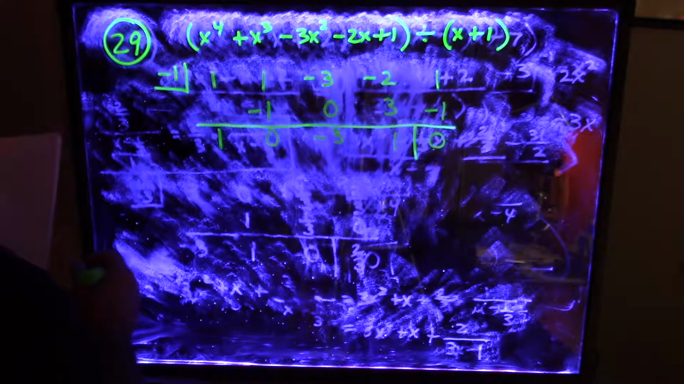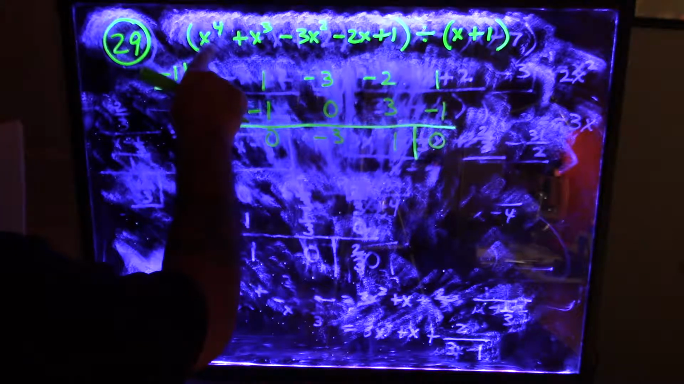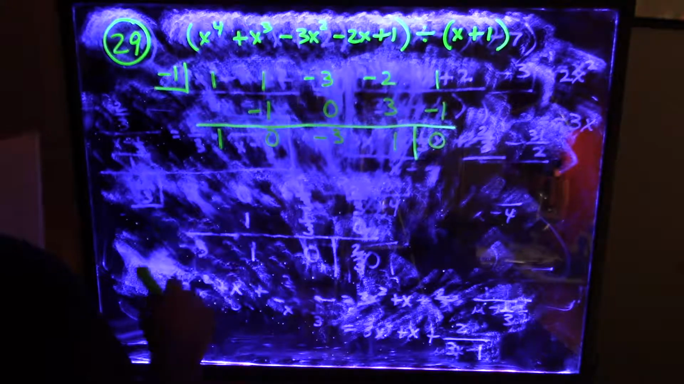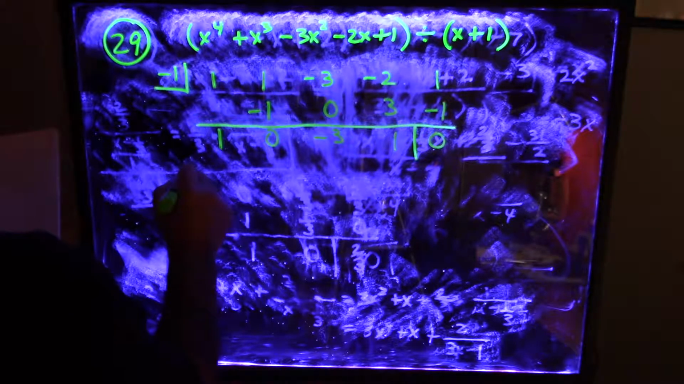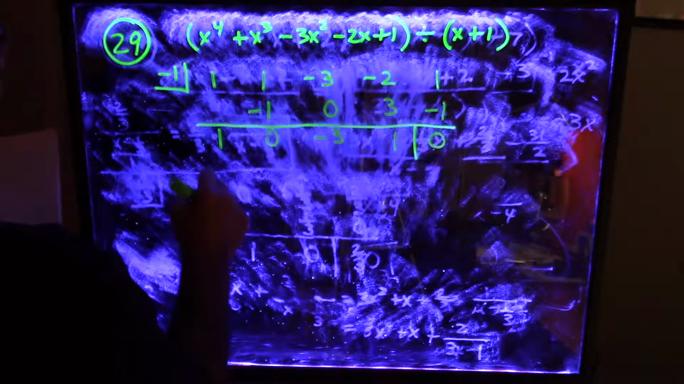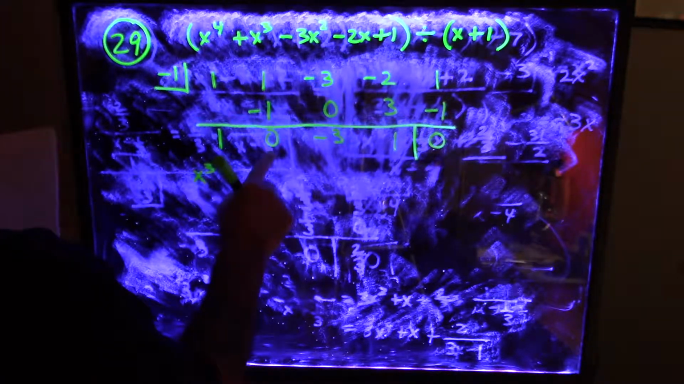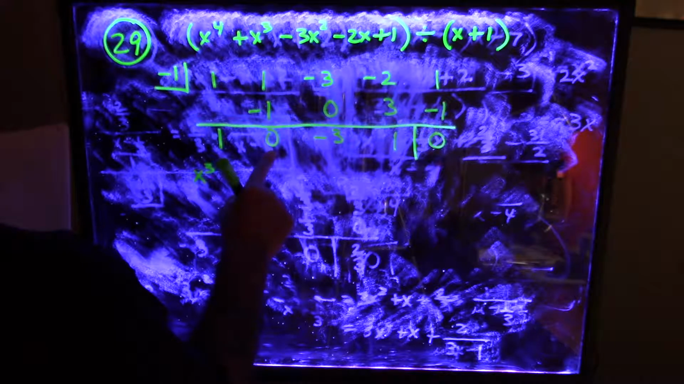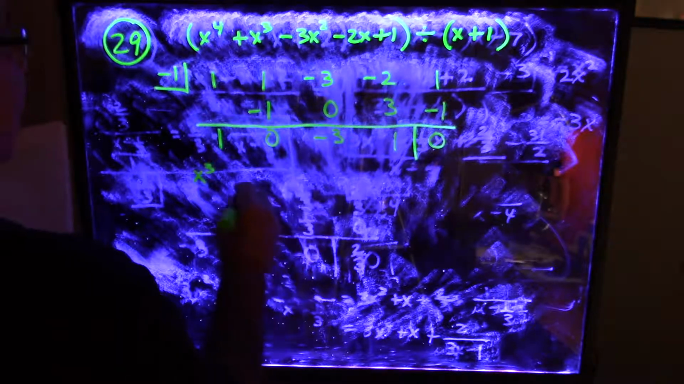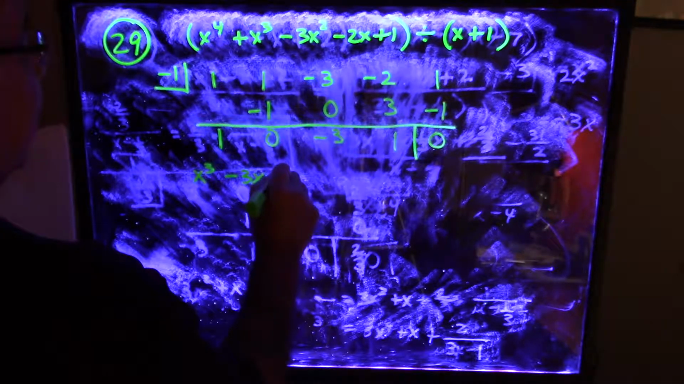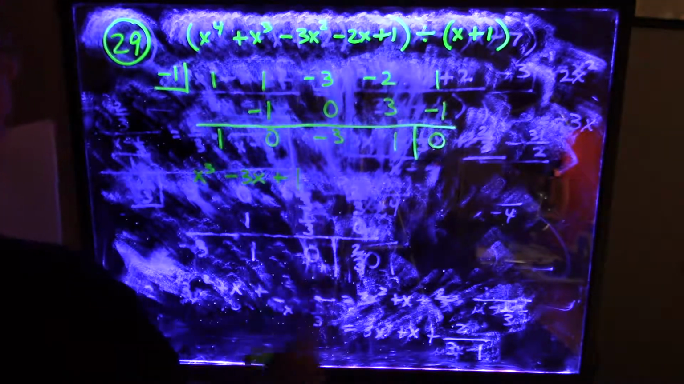And the original dividend was a 4th degree, so this is a 3rd degree polynomial. So the answer for this division is 1x cubed plus 0x squared, so there's no x squared term, minus 3x plus 1. So there's our quotient.